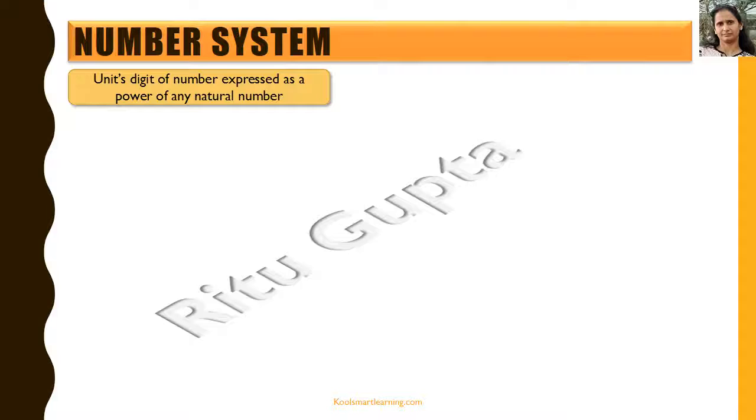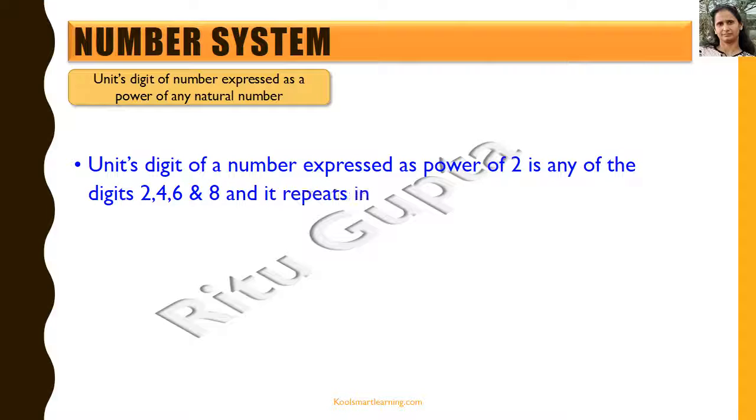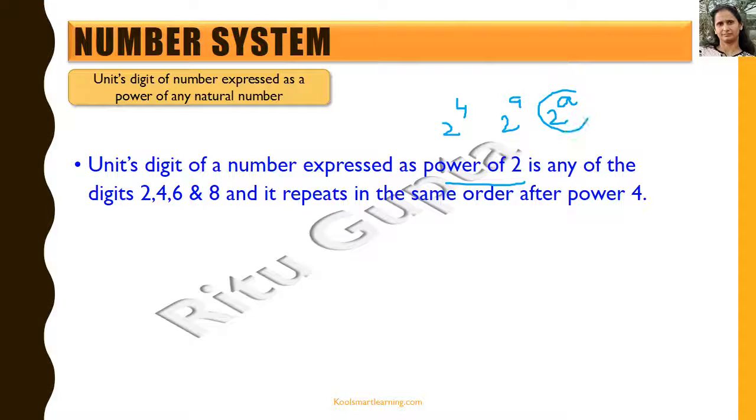Let's now try to find the units digit of any number which is expressed as a power of a natural number. Say, for example, we take a number expressed as a power of 2, something like 2 raised to power 4, 2 raised to power 9, or generalizing, 2 raised to power a. The units digit of this will always be one of these digits: 2, 4, 6 or 8. Why? Because it always repeats itself in the same order after a power of 4.